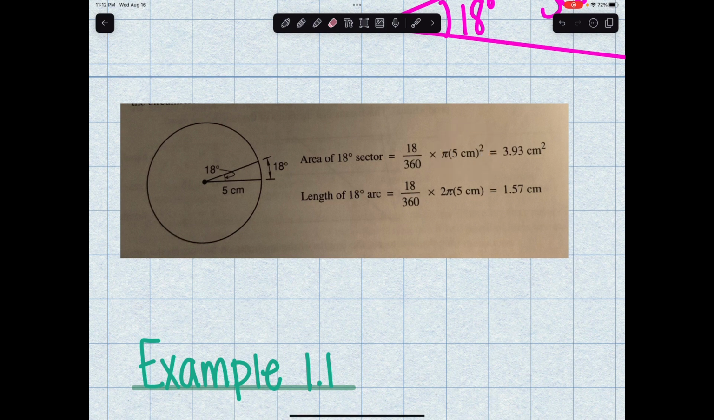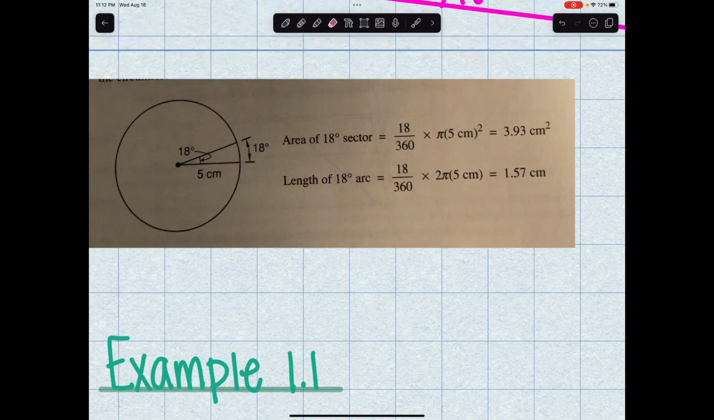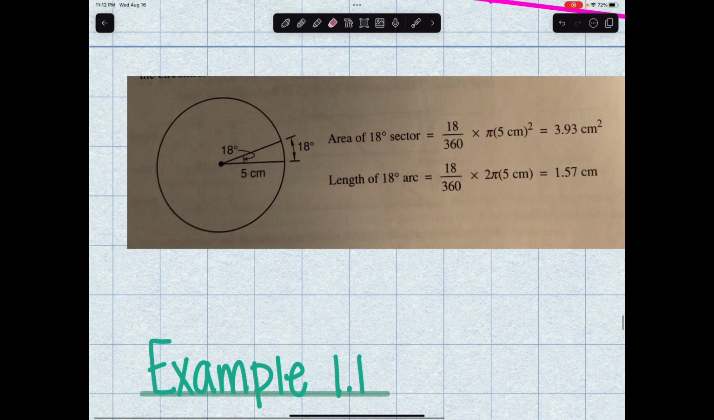But then you're going to multiply it by this number of degrees as a fraction over 360. That makes sense to me because a whole circle is 360 degrees. Okay? But this is like a certain percentage of the pi. And the percentage is 18 over 360. So the area of a sector is 18 over 360.